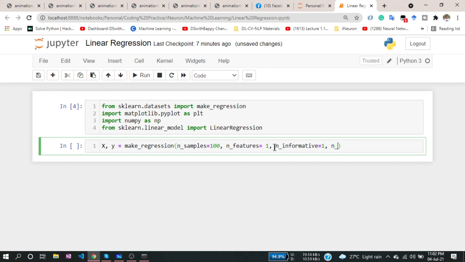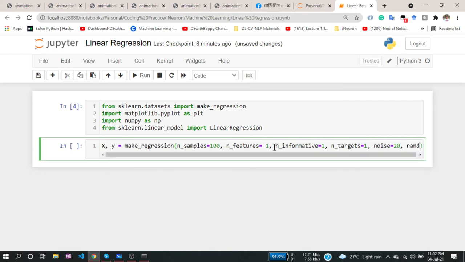Now I also have to define my target, so my target would be one, which is the price. Then I will include some noise, because I have shown you there might be some outliers also. In every data set we can see some outliers, so I have added 20 noise. Then random state, let's say 13.